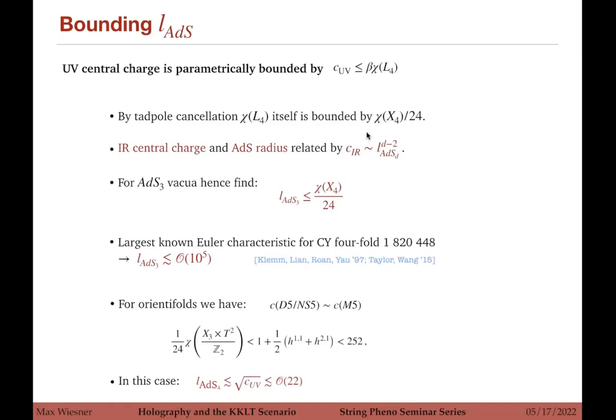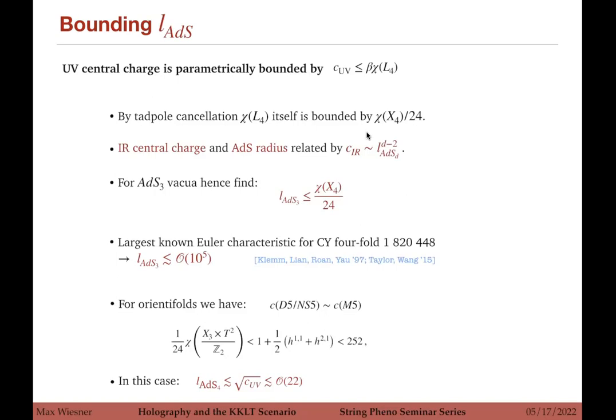The central charge and the AdS radius are related through a proportionality up to some power, which depends on the dimension of the AdS space, whether we consider the 3-dimensional case or the 4-dimensional case. For AdS3 vacua, we hence find that the AdS scale will be lower than or equal to the Euler characteristic of the fourfold. The largest known Euler characteristic for a fourfold is around 2 million. It has been investigated in these two papers, such that L_AdS can be of the order of 10 to the 5, which sounds good because this is already quite big.